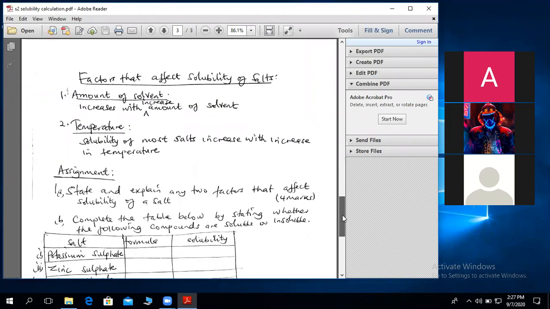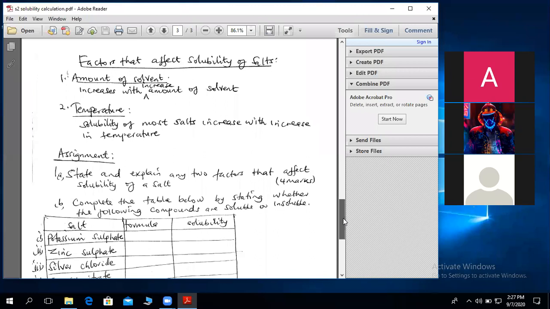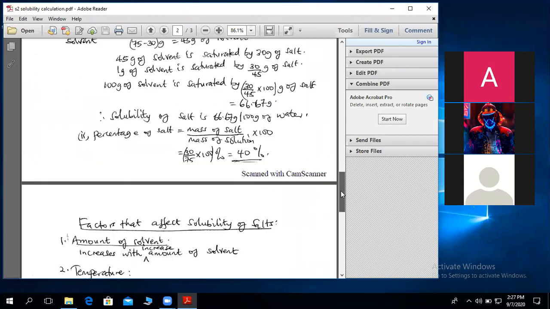Factors that affect solubility of salts. We have the amount of solvent. If you have, let's say, 2 centimeters cubed of water, and you add a spoon of sugar, and another person has a cup of water and adds a spoon of sugar, the one who has a cup of water, the sugar will dissolve faster than the one who has 2 centimeters cubed. So when the amount of solvent is high, then the solubility is also high, and vice versa.